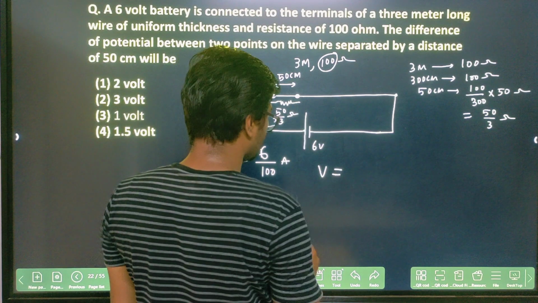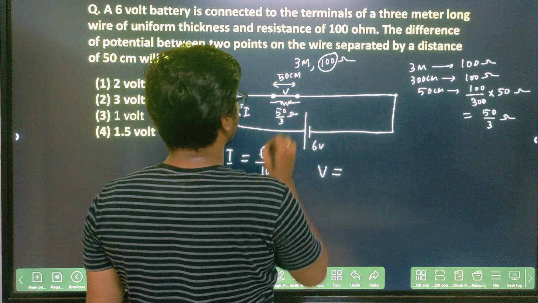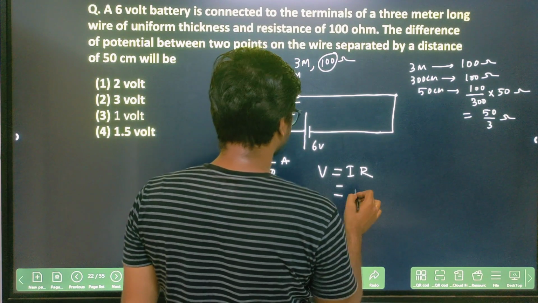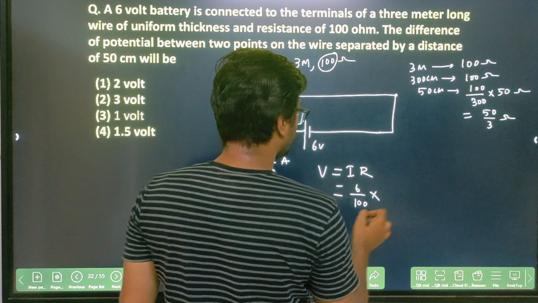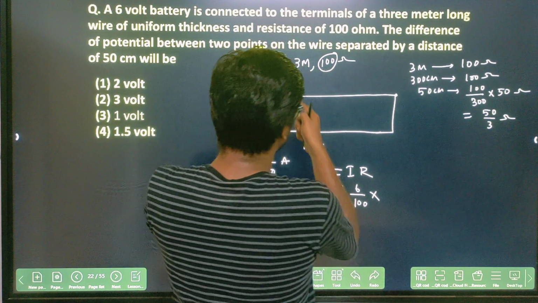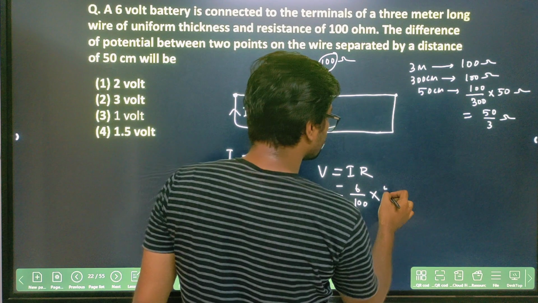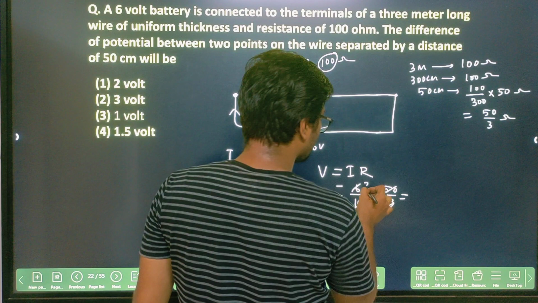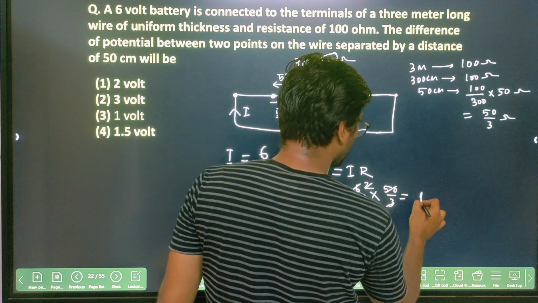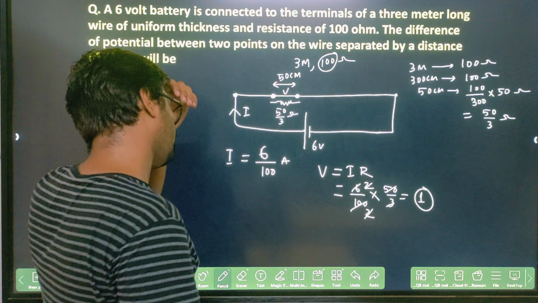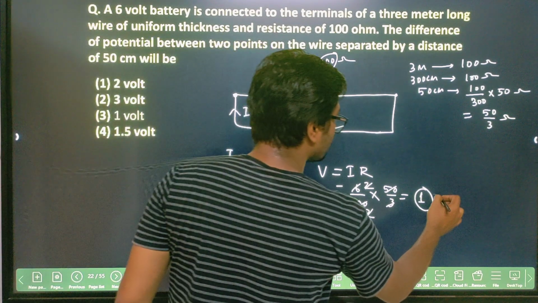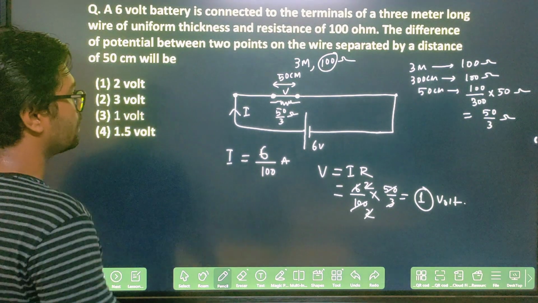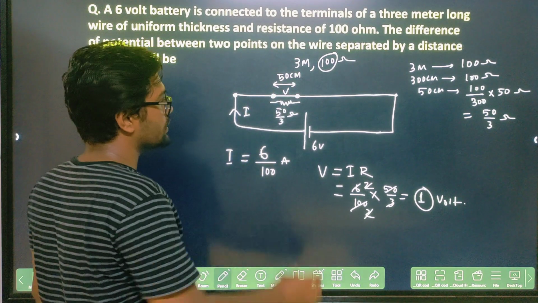So V will be how much? Here the potential drop is V. V will be, you will tell simply I into R. So I is how much? 6 by 100 into R. For this length of 50 centimeter, R will be 50 by 3. So this will be 2, this will be 2. So 2 get cancelled out, this will be 1. Right? Clear? So 1 volt will come as the potential drop across this 50 centimeter.